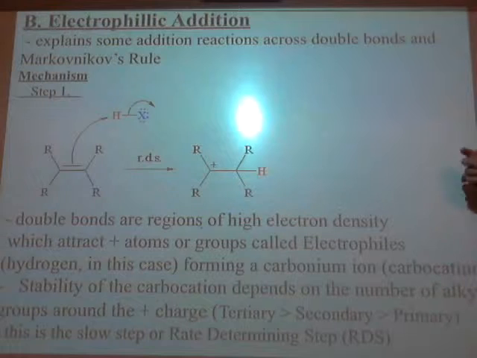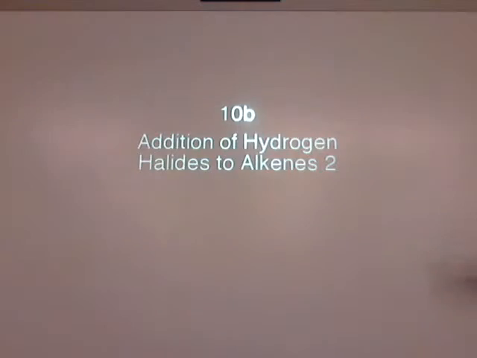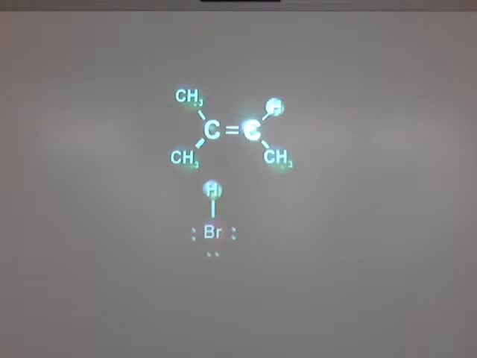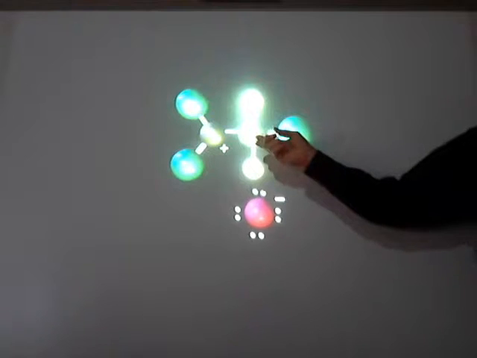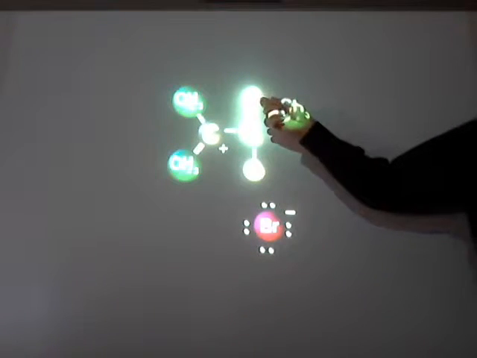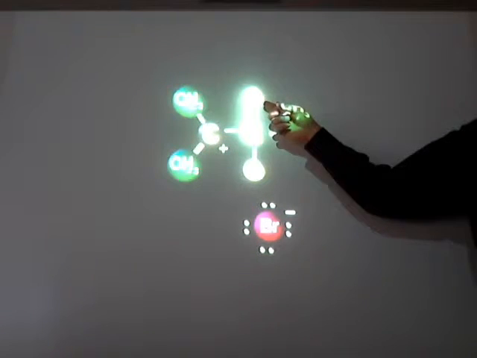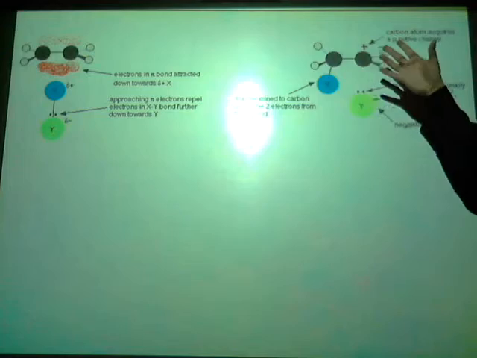All right. Now, the second step, really quickly. Oh, by the way, here's the first step. We can turn the light off quick. There's no noise or sound to this one. This is just a little animation. First step, the hydrogen attaches to one of the two. Notice he went to the carbon that already had hydrogens on it, and therefore forms a positive charge on the other carbon. By the way, this is also on your paper.